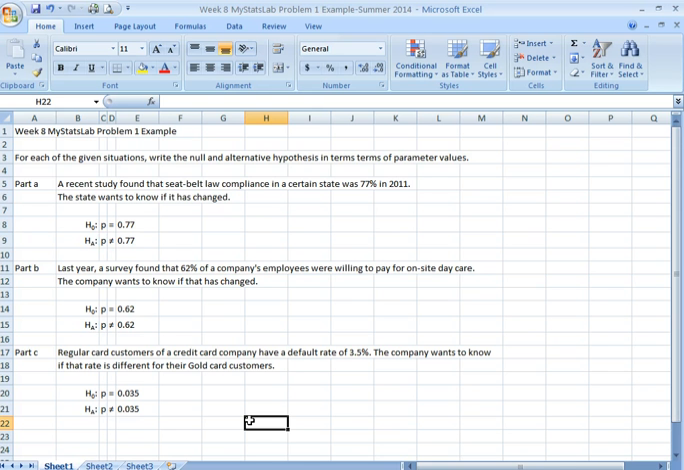Basically the same question in each one. It didn't ask us to go in one direction or another for our alternative hypothesis. It wanted to know that it was different. And that's what we're going to do. We're either going to say it is exactly what we have or it's different. That's basically all we're looking for. And that's all there is to your Problem 1 example for Week 8, MyStatsLab.